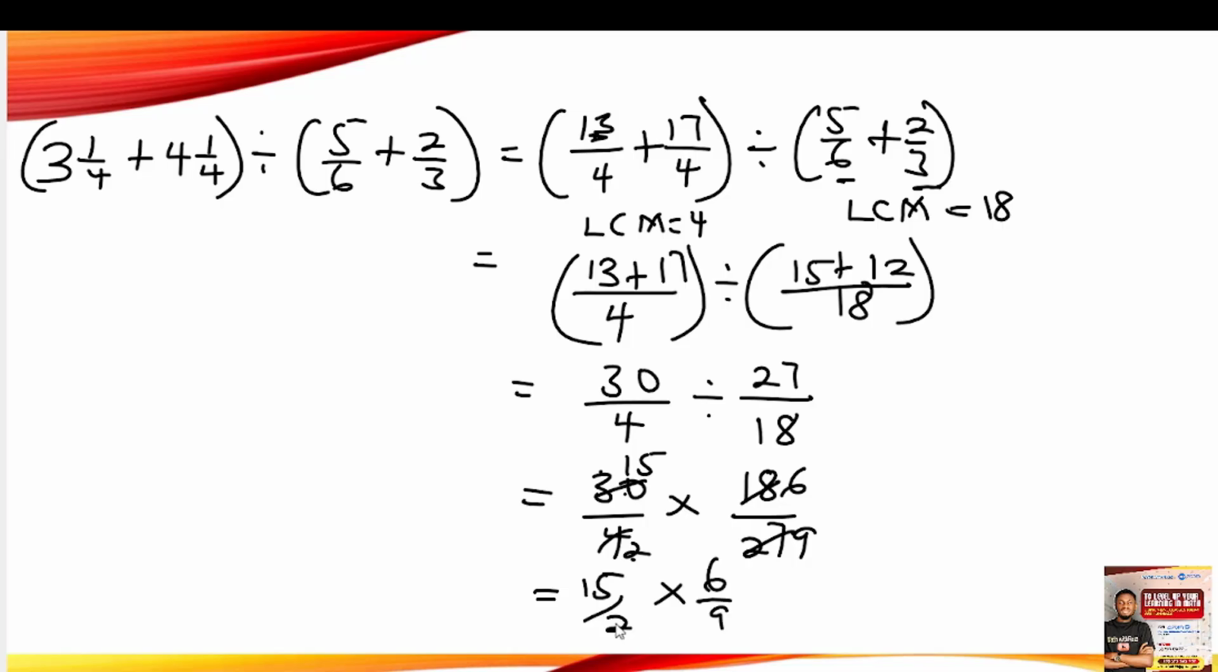Now we can further simplify. 2 goes into itself 1 time, and it goes into 6 3 times. 3 goes into itself 1 time, and it goes into 9 3 times. So we are going to have 15 times 1 gives us 15, and 3 times 1 gives us 3. And 3 goes into itself 1 time, and it goes into 15 5 times. So we are going to have 5 as our final result. Okay, so that is the solution for the first one.